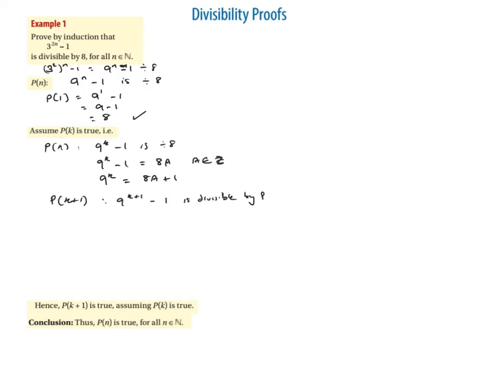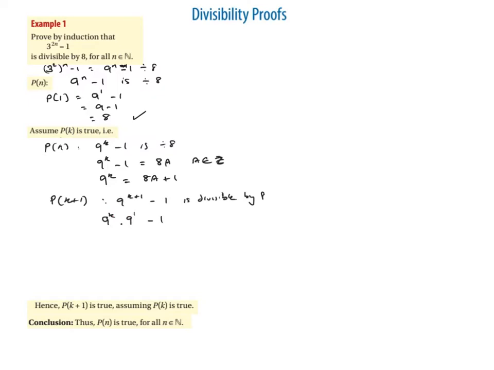So first thing I'm going to do is break up this bit here, and you can see that's going to be the same as, using my law of indices, 9 to the k multiplied by 9 to the 1 minus 1. Okay, so all I've done is broken this up, 9 to the k multiplied by 9 to the 1. Remember, when we multiply with the same index, we add the indices together.